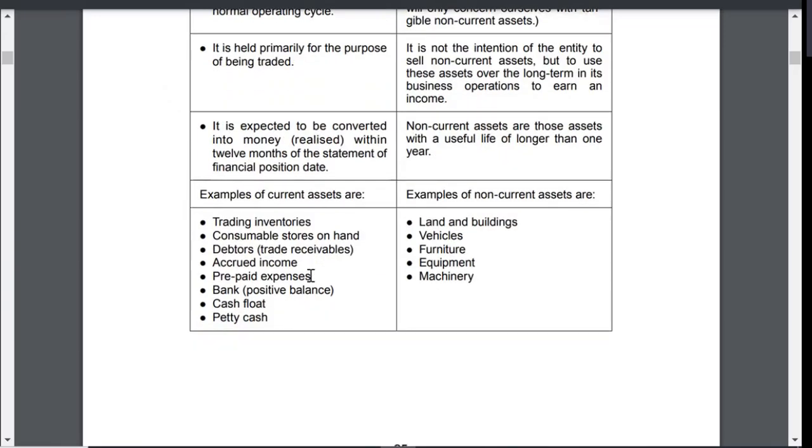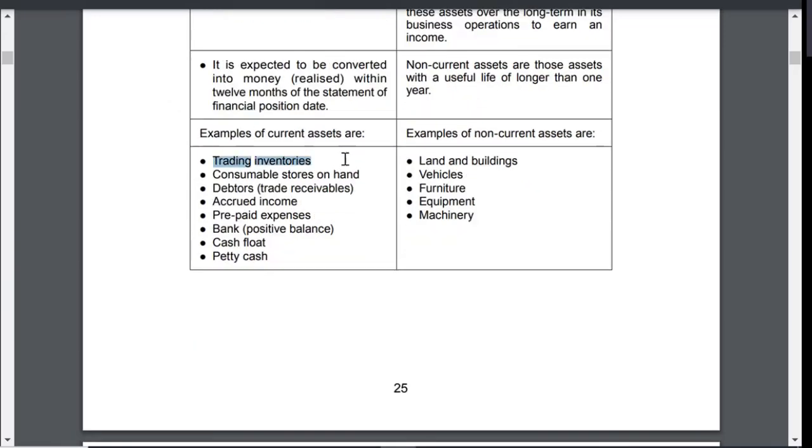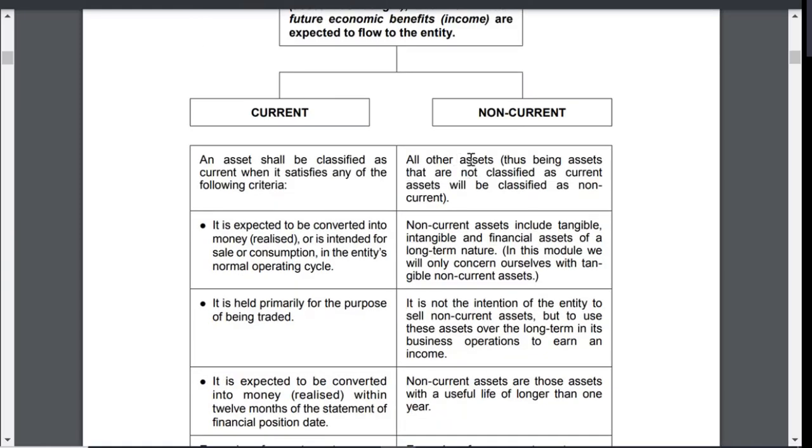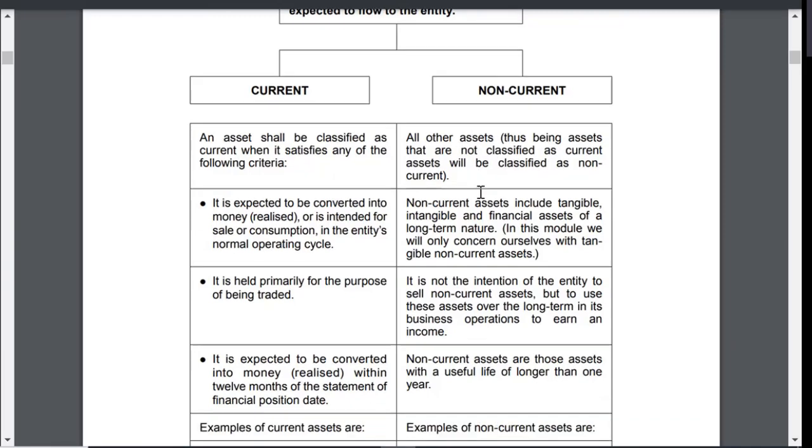So examples of current assets are trade inventories, consumables, debtors, the example that I just gave you of debtors. Remember that example of debtors? Accrued income, prepaid expenses, a positive bank balance, cash, and petty cash. Non-current assets are all other assets, assets that are not classified as current assets.